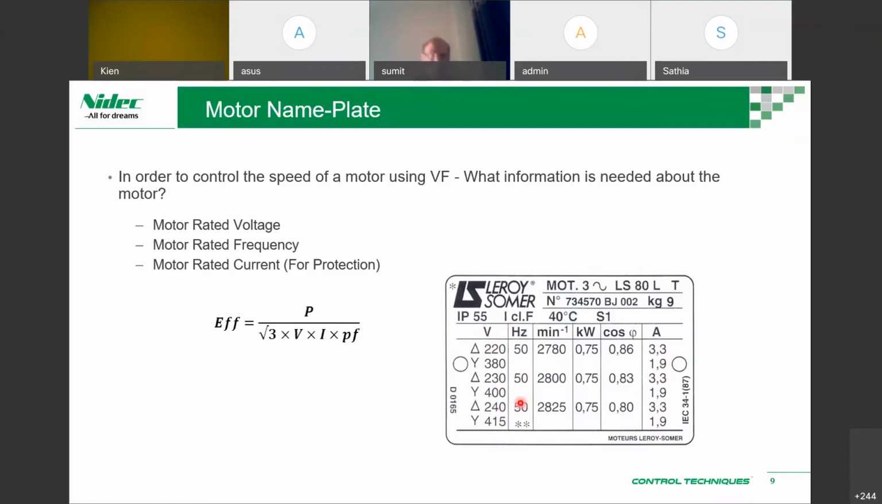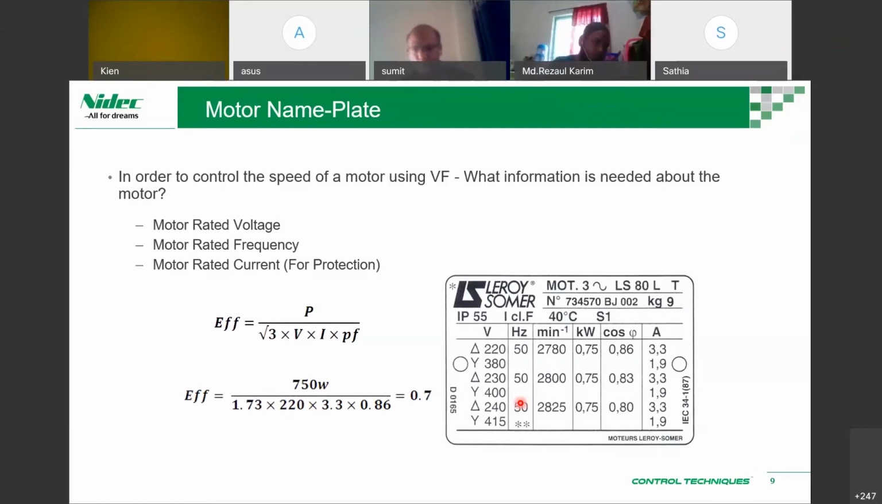And another thing that we'll be interested in is the efficiency of a motor. Sometimes the nameplate comes with the efficiency detail, like the number would be 0.8, which is like 80%. Now we get with this 0.7. Let's just run through quickly for this nameplate. So the rated kilowatt is 750 watts or 0.7 kilowatt. Then square root of 3 is for three-phase input. 1.73 is the square root of 3.